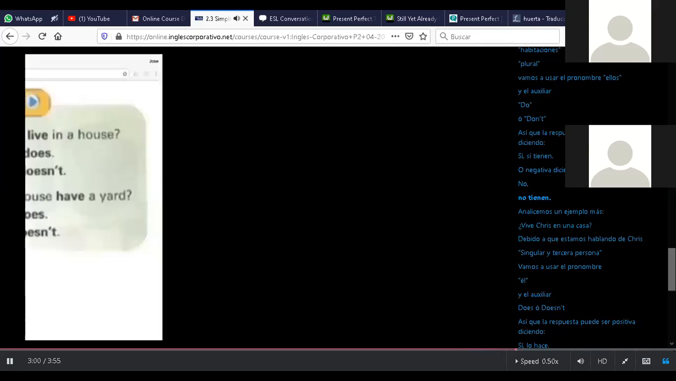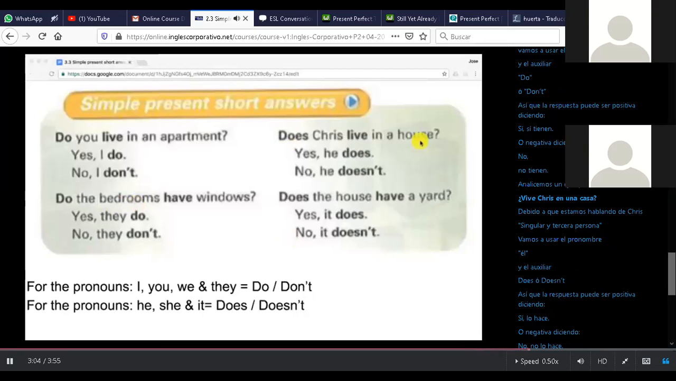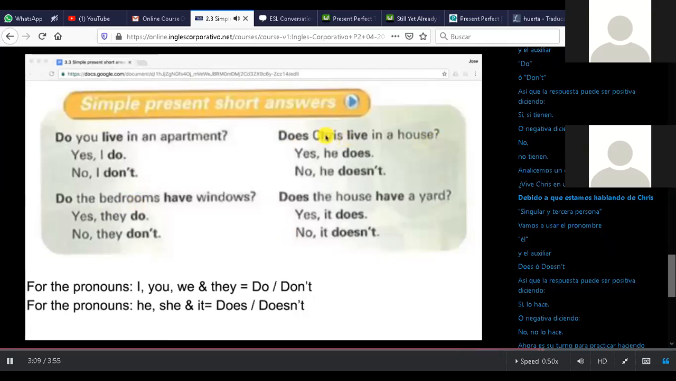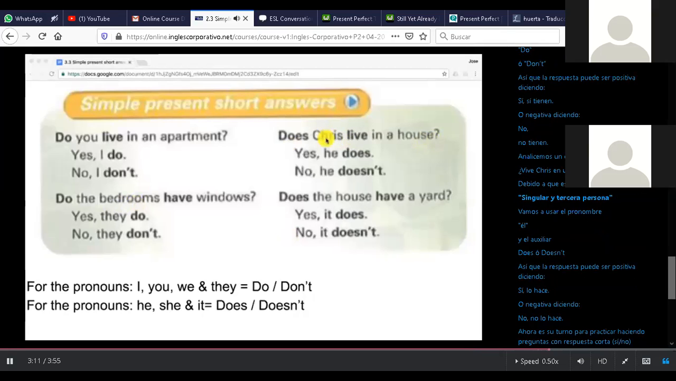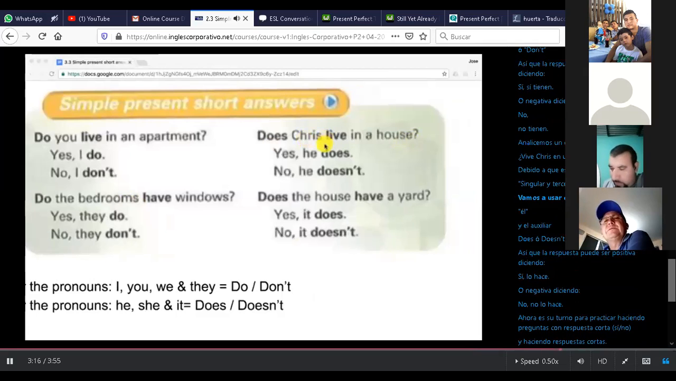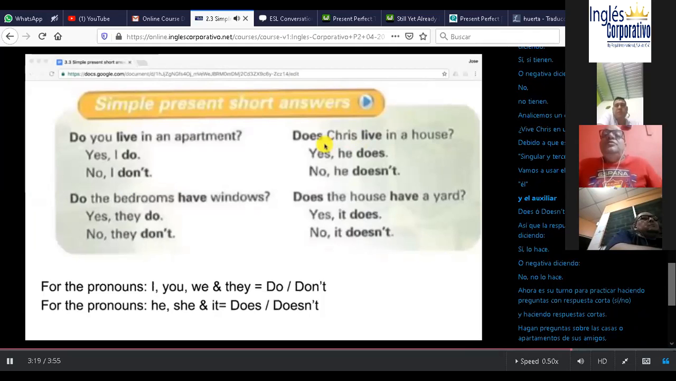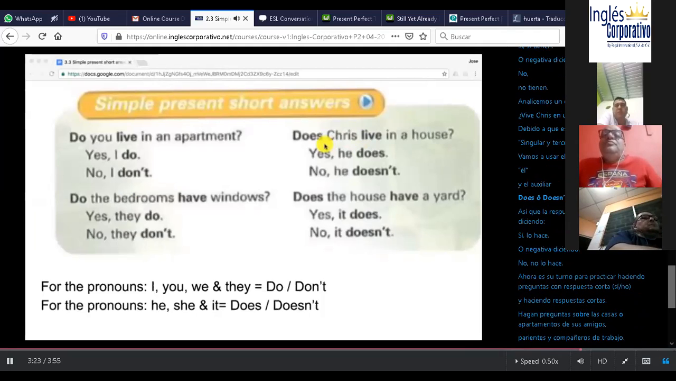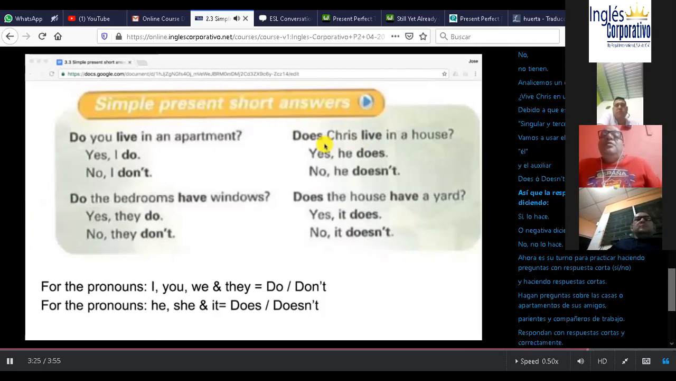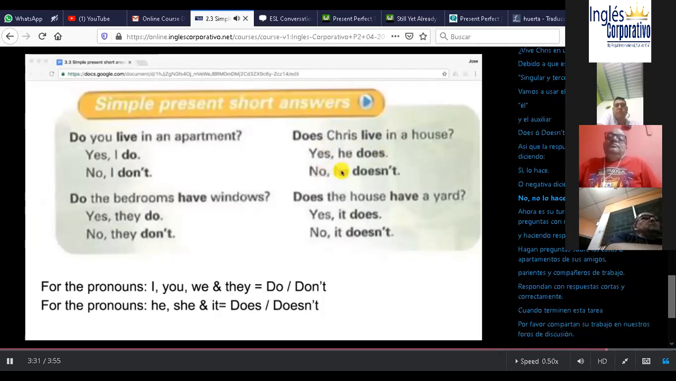Let's analyze one more example. Does Chris live in a house? Because we're talking about Chris, singular and third person, we're going to use the pronoun he and the auxiliary does or doesn't. So the answer can be positive by saying yes, he does, or negative by saying, no, he doesn't.